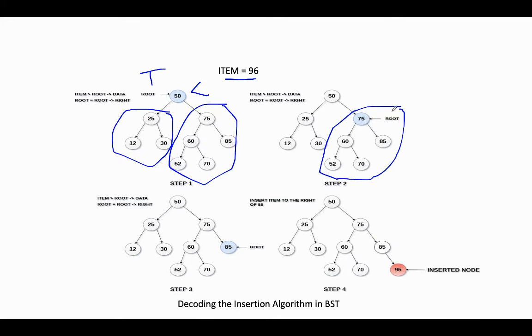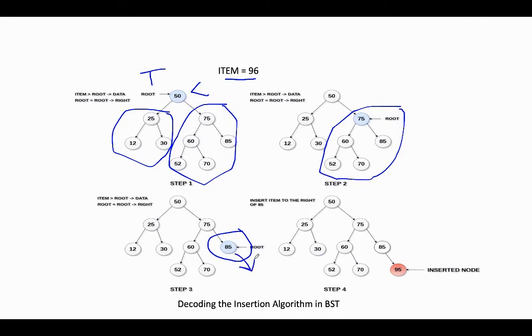Okay, so now in the right subtree, we will compare 96 with 75, and we see that 96 is greater than 75. So now we will move to the right subtree within this tree. So the right subtree is this. Now we see that 85 is less than 96. So we need to insert 96 in the right subtree of this 85.